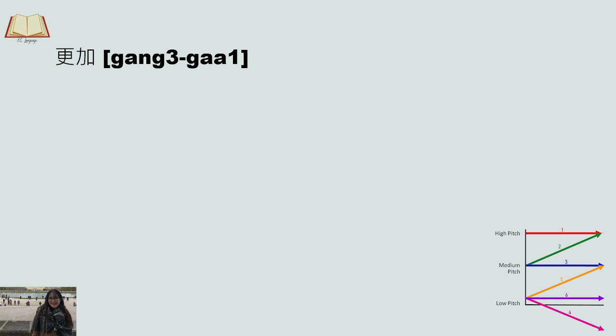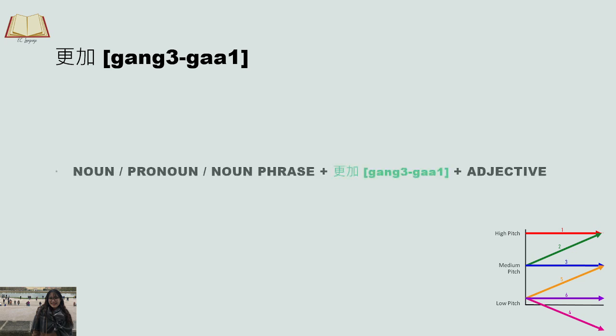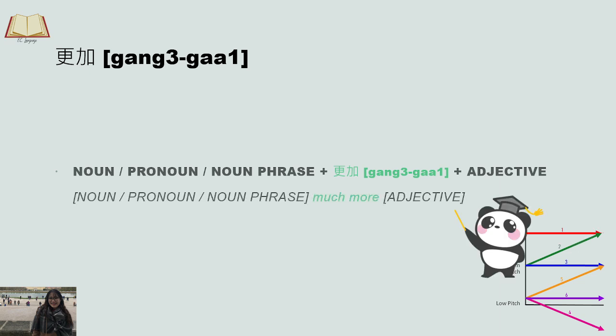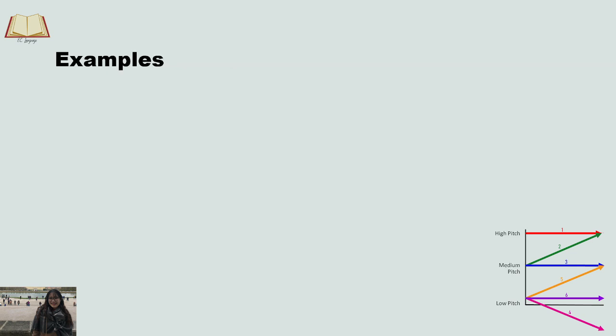The structure for using gung-ga is more or less the same as joeng. So it's like this. Noun, pronoun or noun phrase comes first, followed by gung-ga as a prefix, and then the adjective at the end. In English, it means something like noun, pronoun or noun phrase, much more, adjective. Here are some example sentences.